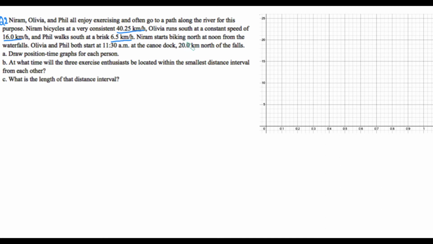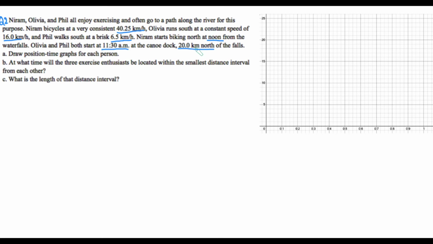Niram starts biking north at noon from the waterfalls. Olivia and Phil both start at 11:30 a.m. at the canoe dock 20 km north of the falls. Draw position time graphs for each person. Then there are two other parts which we will look at later on once we draw the position time graphs.